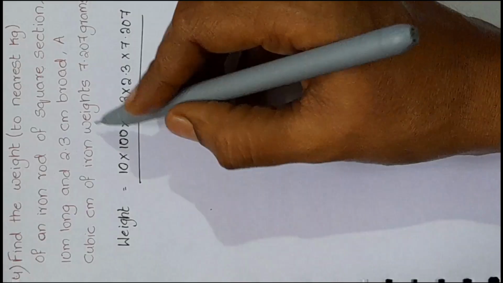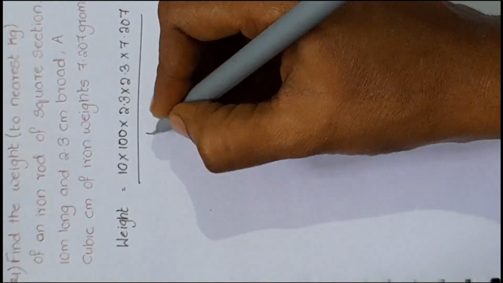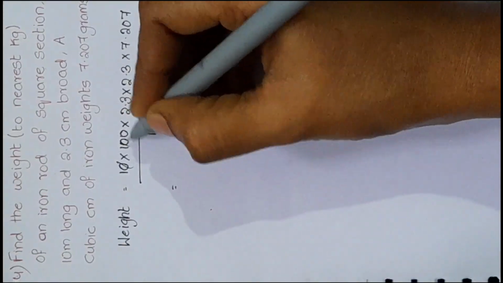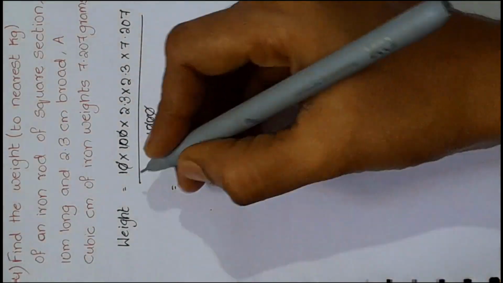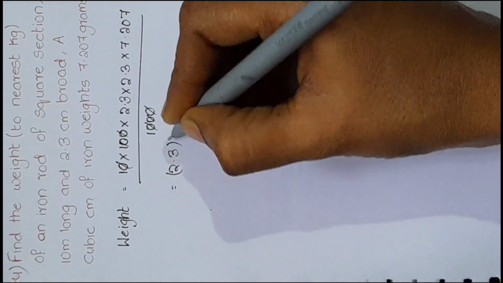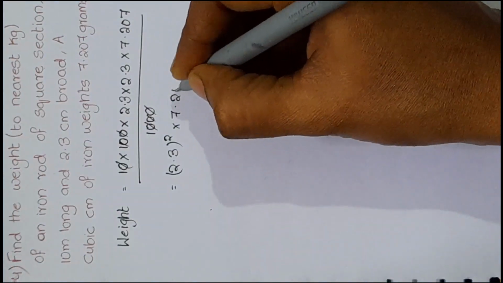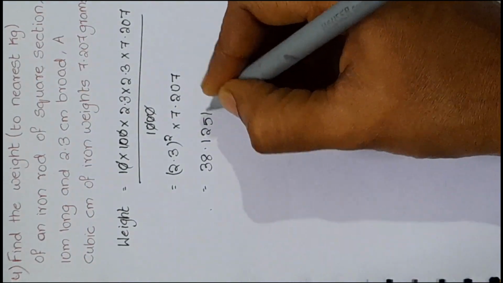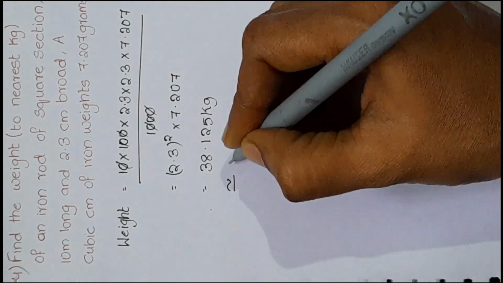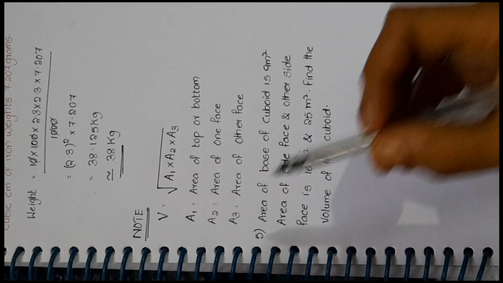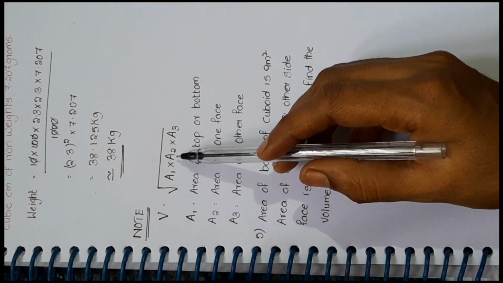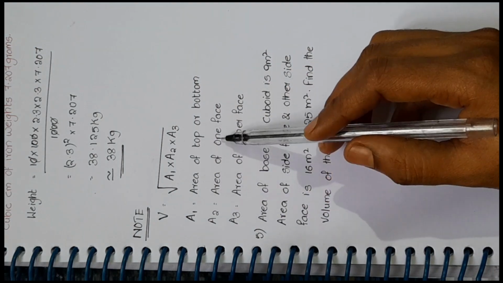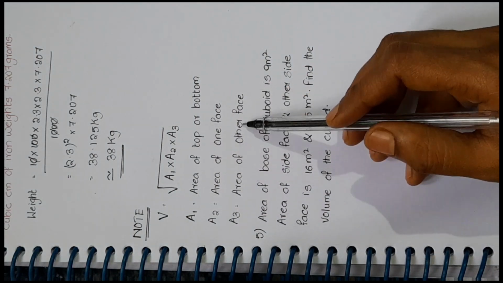7.207. But we should find it to the nearest kg. So we should divide by 1000 to convert it into kg. Here zeros get cancelled. 2.3 whole square into 7.207, which is equal to 38.125 kg. To the nearest kg, we can keep this as 38 kg. Note, volume is equal to root of A1 into A2 into A3. A1 is the area of the top or base. A2 is area of one side face. A3 is area of other side face.